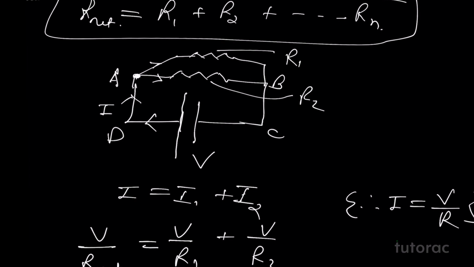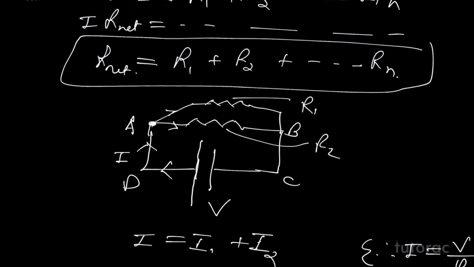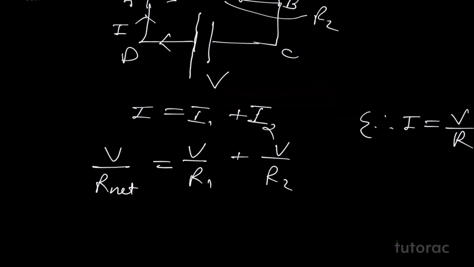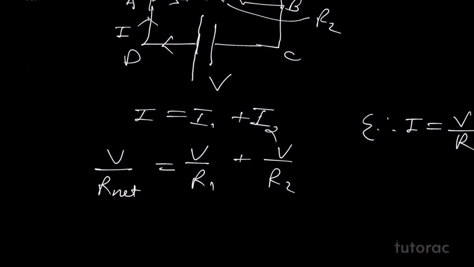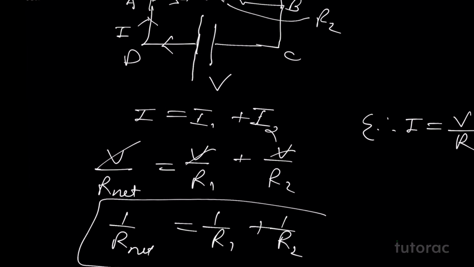Now, why have I written V for both I1 and I2? Because if you notice, all the resistances are connected to the same battery. There will be the same amount of loss or gain as they are all connected in parallel. Thus, we get V upon R net equals V upon R1 plus V upon R2. Now again, cancelling V, we get 1 upon R net equals 1 upon R1 plus 1 upon R2. So this is the value that we get when the resistances are in parallel combination.